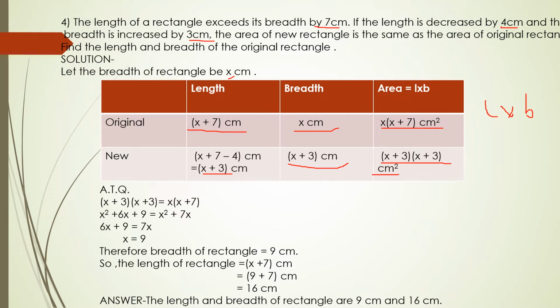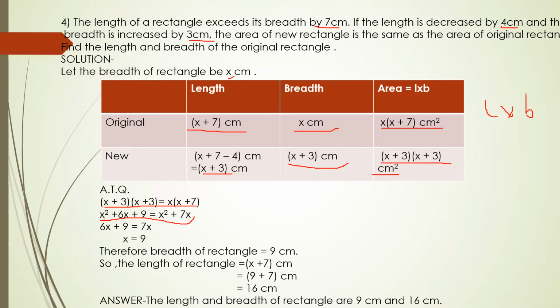Now according to the question both the areas are the same. Original as well as new. So I have applied the condition. x plus 3 into x plus 3 is equal to x into x plus 7. Children, you can use the identity x plus 3 whole square or you multiply. You know how to multiply two algebraic expressions, two binomials. So you will get x square plus 6x plus 9 is equal to x square plus 7x.